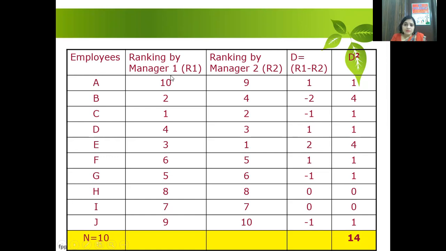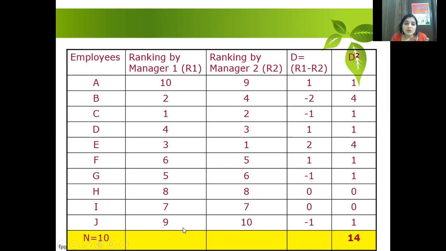So if your values are 10 and 9, that means 10 minus 9 is equal to 1, 2 minus 4 is equal to minus 2, 1 minus 2 is equal to minus 1. For D, it is 4 minus 3 equals 1. For E, it is 3 minus 1 equals 2. For F, it is 6 minus 5 equals 1. For G, it is 5 minus 6 equal to minus 1. For H, it is 8 minus 8 equals 0, because the same ranking. I also has the same ranking, so it is 0.